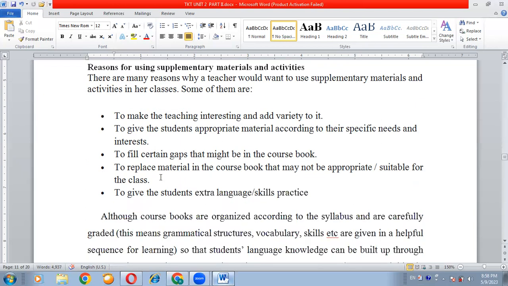To replace materials in the course book that may not be suitable for these classes. If the teacher can understand the lessons are not suitable for our students, it's not the correct level of difficulty, what can the teacher do? She can select supplementary materials. We have to do that, to give the students extra language skills practice.